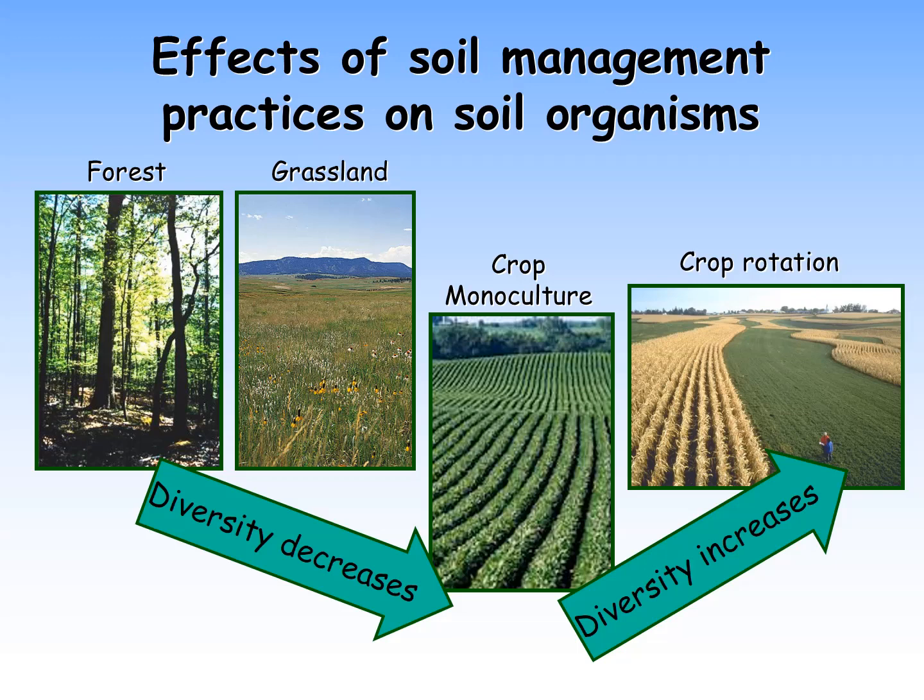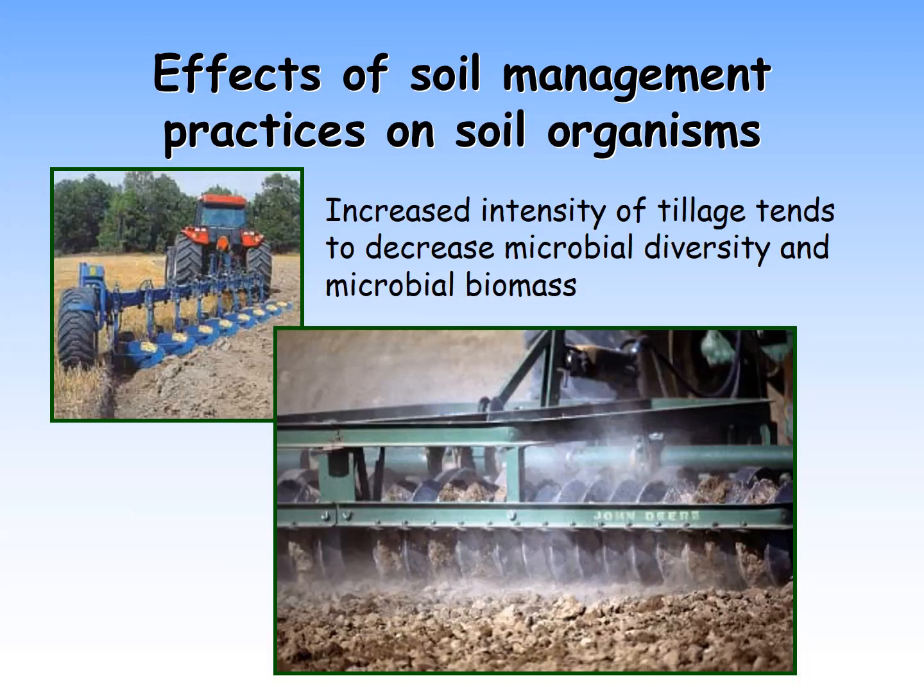Okay, so in monoculture there's a decrease in the diversity, but we can help raise the diversity a little bit by crop rotation. Tillage represents a major soil disruption and tends to decrease the diversity. Incorporating plant residue will stimulate the activity of those microbes that can most effectively degrade that type of plant litter.